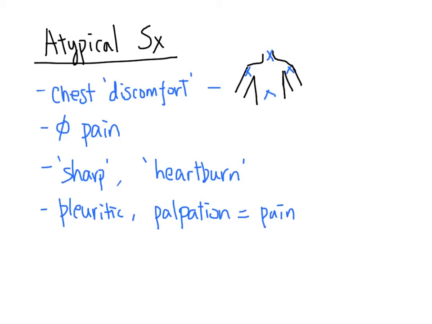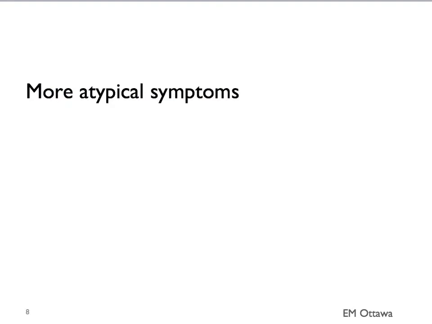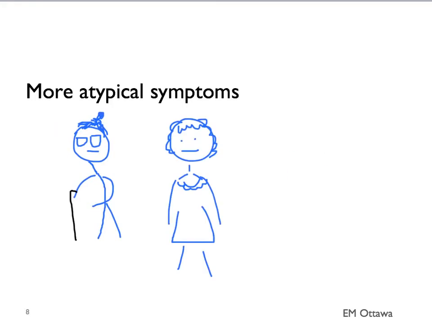The pain may not be worse with exertion and may not get better with rest. Because patients can have these very atypical symptoms, we want to have a very low threshold of investigating patients. If not, we will miss them. We see more atypical symptoms in the elderly, women, and diabetics.